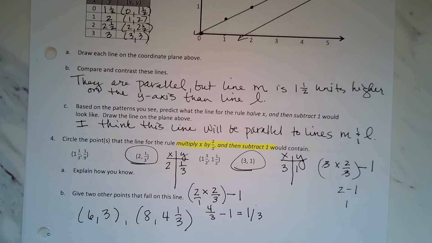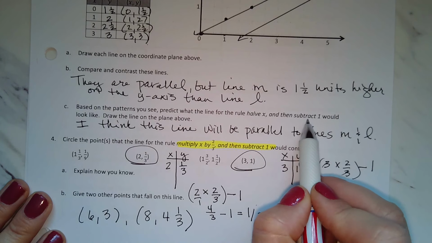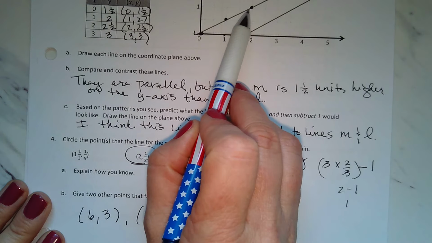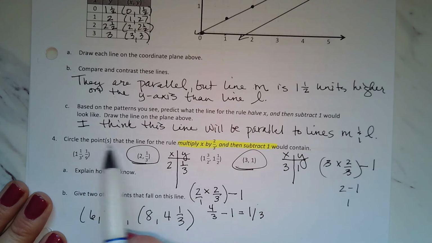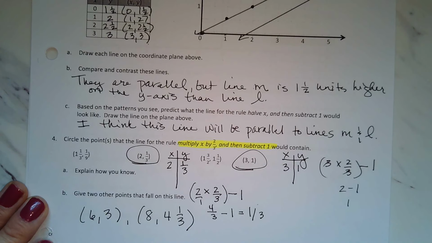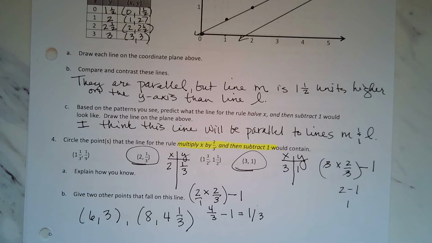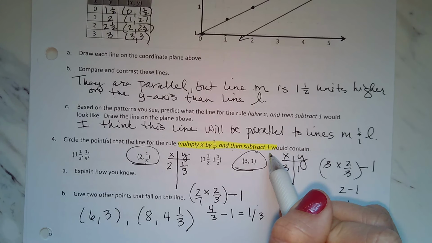Based on the pattern you see, predict what the line for the rule would look like if you halved x and then subtracted 1. Draw this in the plane above. Then circle the points on the line for this rule, so we're looking for points on the same line. Multiply x by 2/3 and then subtract 1.